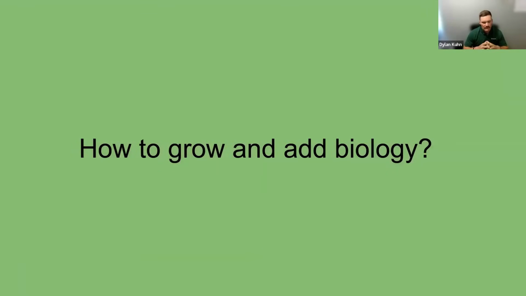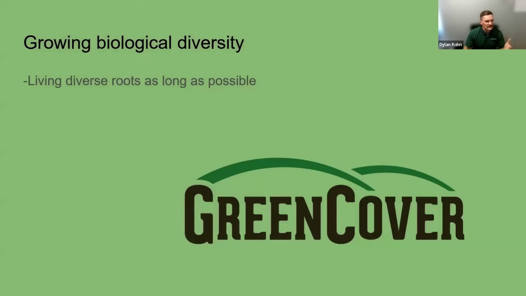There's several different ways. There's natural ways of doing it. There's at-home ways you can grow your own biology. And of course, there's also companies that we work with that can really help to grow that biology, add diversity to the seed and to the soil. So really the first and probably obvious one is just growing it with a living, diverse root as long as possible.